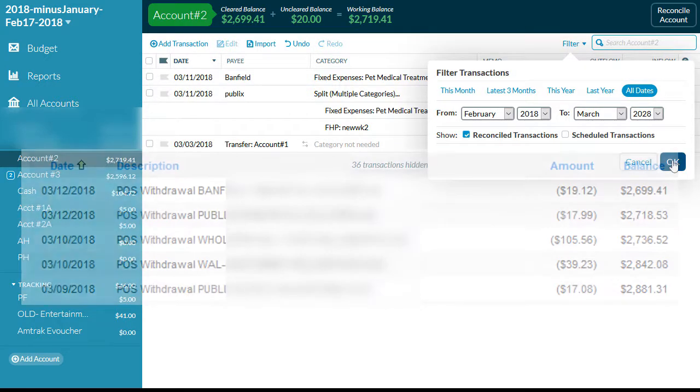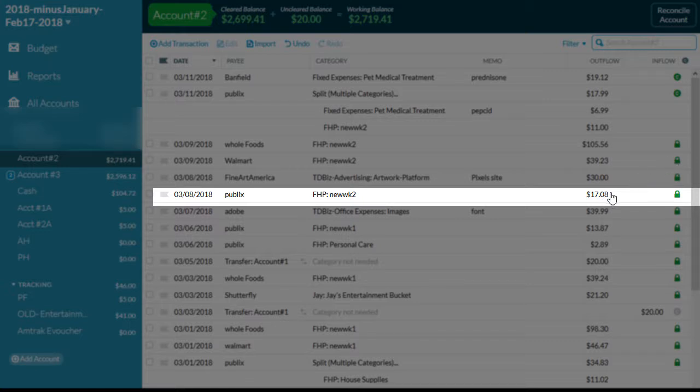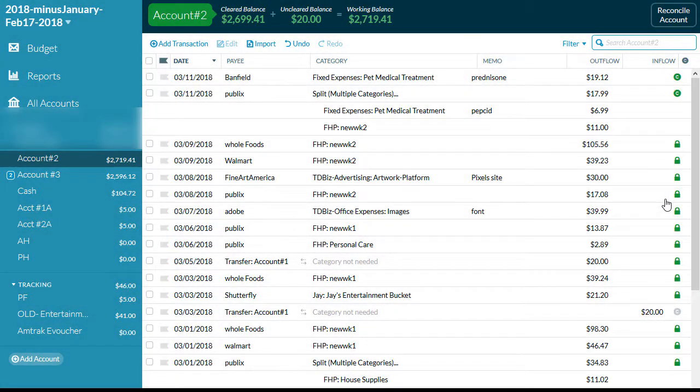So if I look at my reconciled transactions, you will see that $17.08 transaction from the 8th, which cleared on the 9th, has a lock. The lock means that it's been reconciled. We have not yet reconciled. All we've done right now is made sure to note in YNAB whatever has cleared the bank, okay?